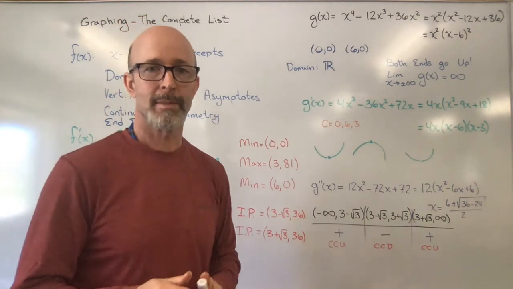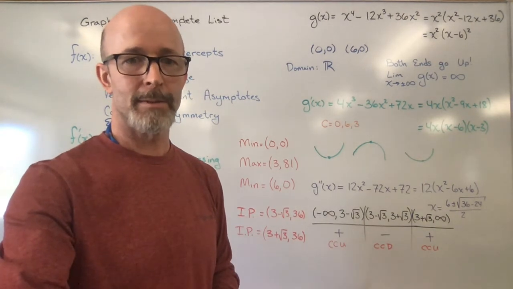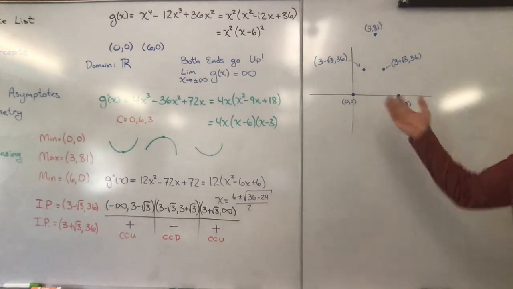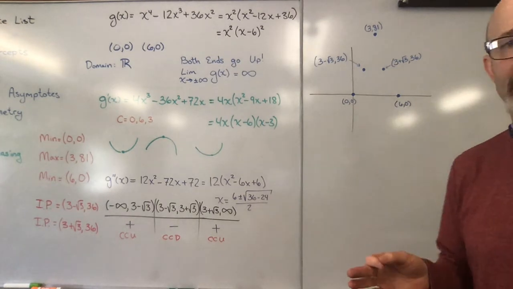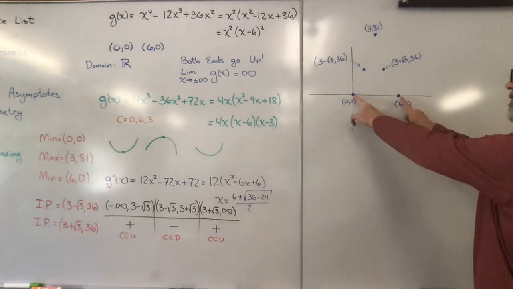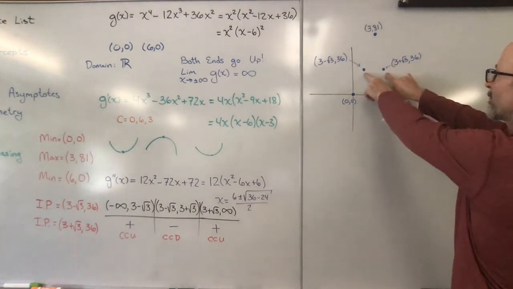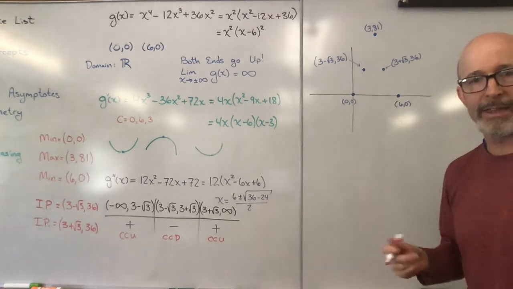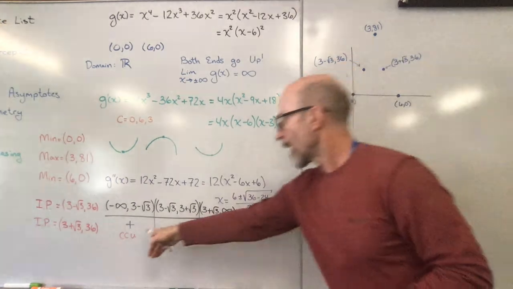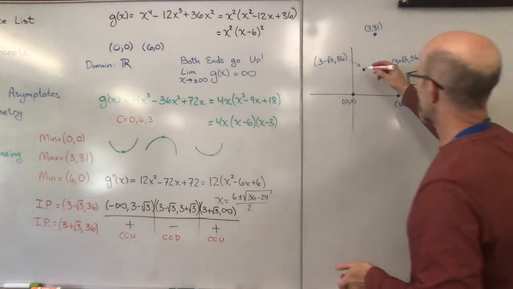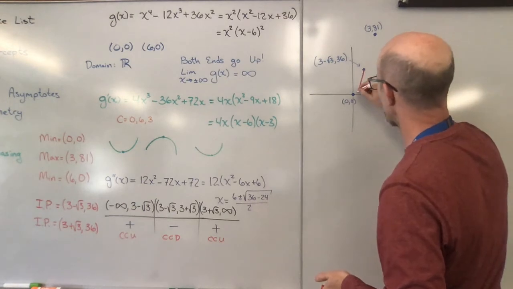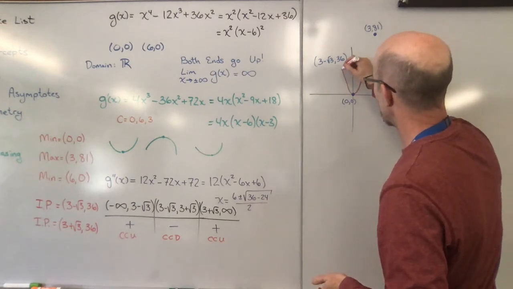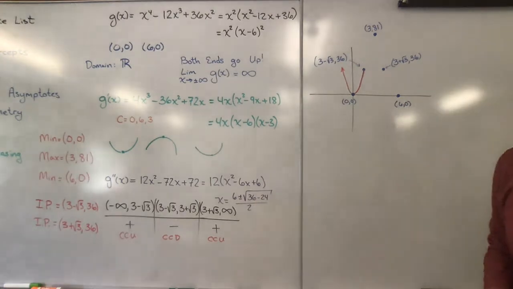So here is what this graph is basically going to look like. I started by plotting all the points that I know. I have 2 minimum values and x-intercepts. I have 2 inflection points. I have 1 maximum value. To get an idea of what this graph looks like, then I just draw the concavity. I know it's concave up pretty much from this point all the way to the left.